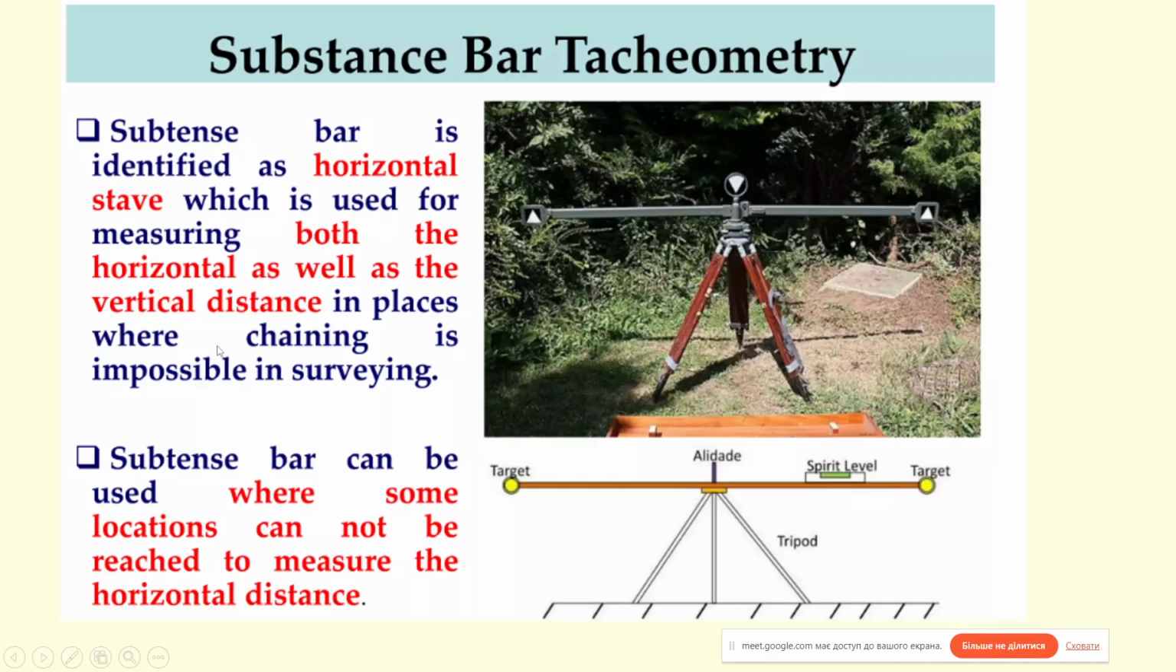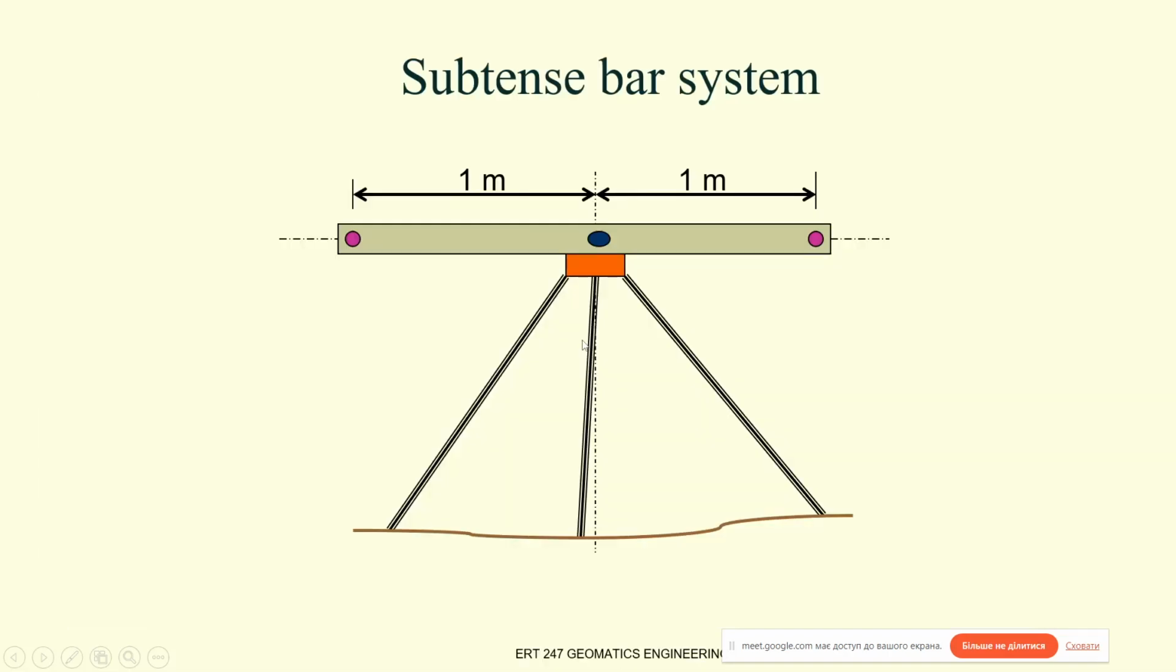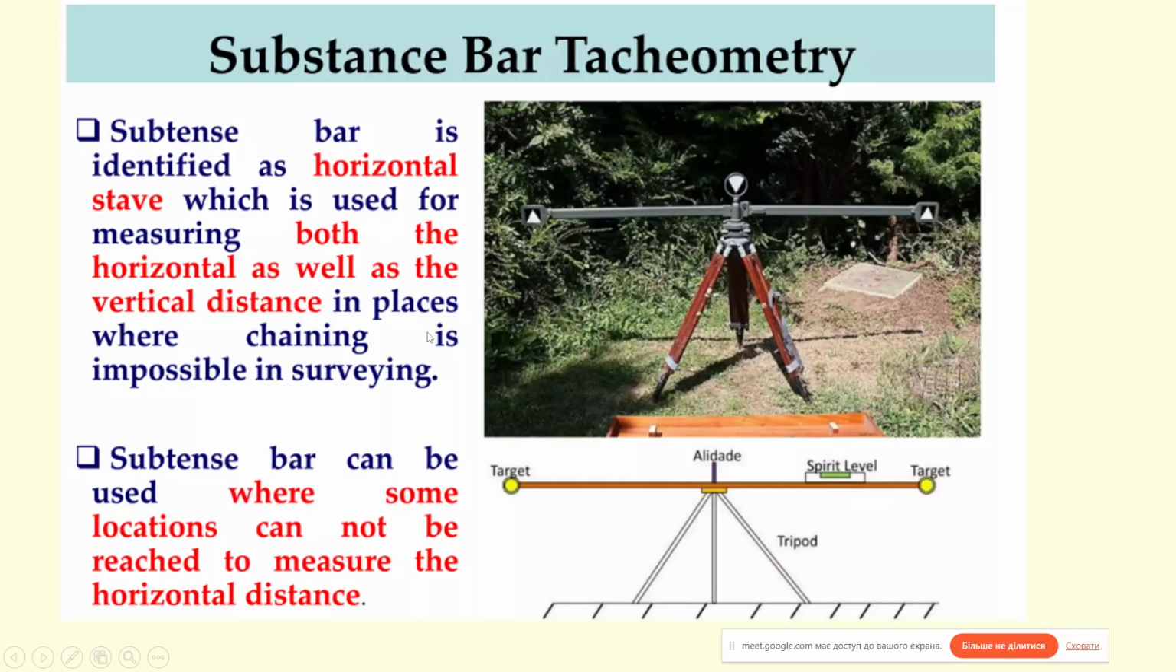Well, what does it mean, subtense bar tacheometry? A subtense bar is identified as a horizontal staff, which is used for measuring both the horizontal as well as vertical distance in places where chaining or using tapes is not convenient, is impossible, and so on. A subtense bar can be used where some locations cannot be reached to measure the horizontal distance.